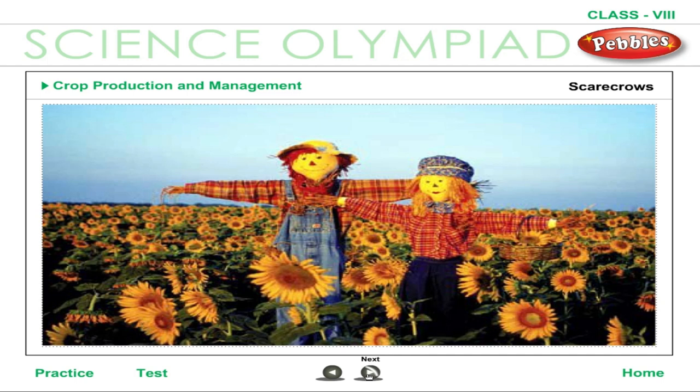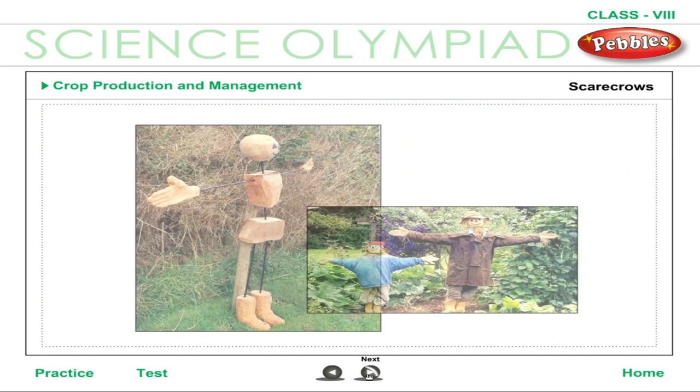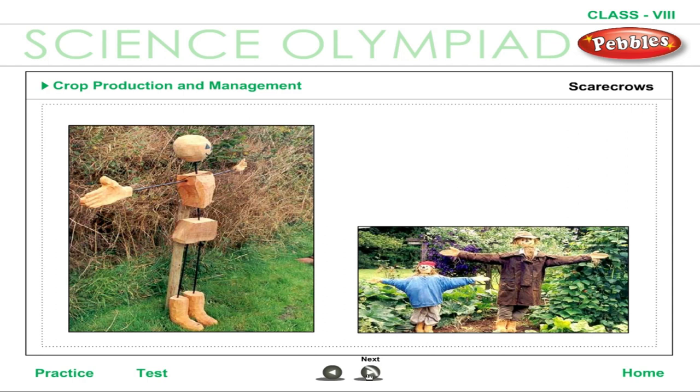A scarecrow is an image or an effigy in the shape of a human being that is placed in fields to frighten away birds.